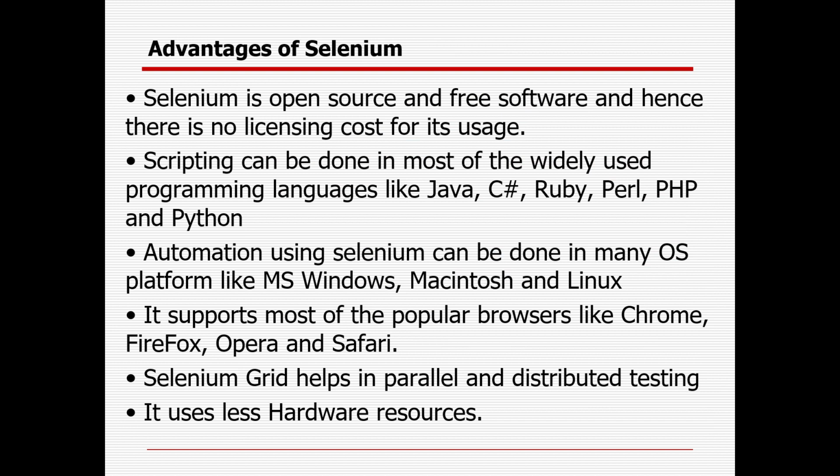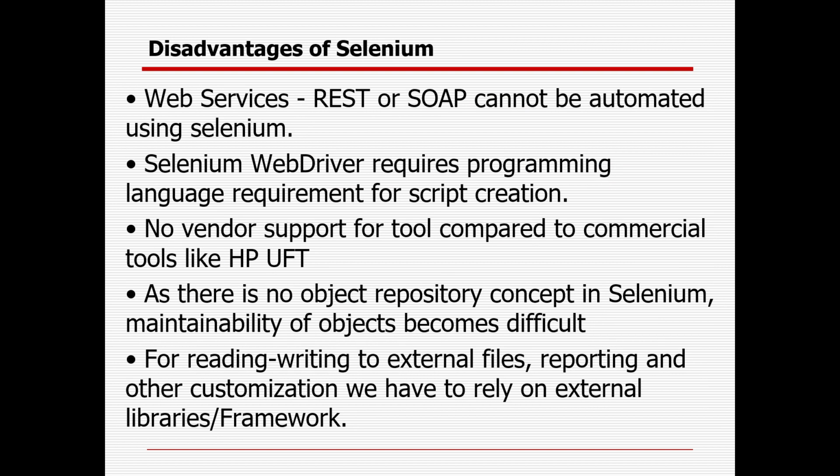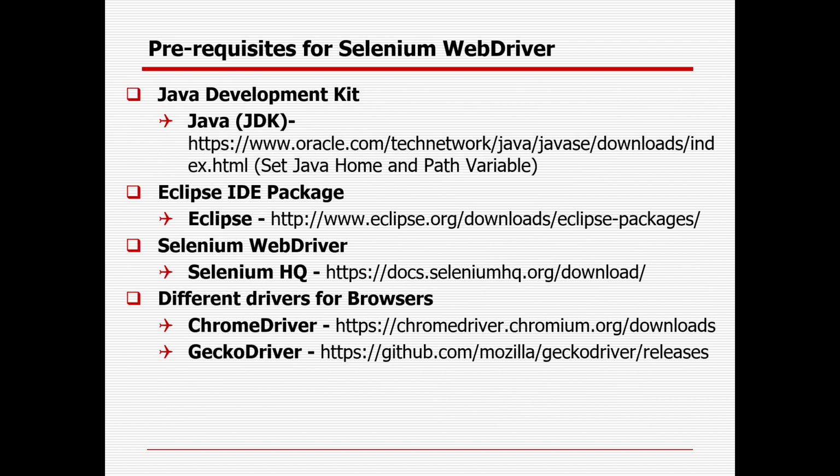There are 4 types of Selenium components: IDE, RC, WebDriver, and Grid. Selenium 2, 3 and 4 are available. Selenium Grid is primarily used for parallel or distributed testing. Selenium is open source. It supports Mac, Windows, Linux, different operating systems. It supports different programming languages. It supports different browsers. It supports parallel testing as well.